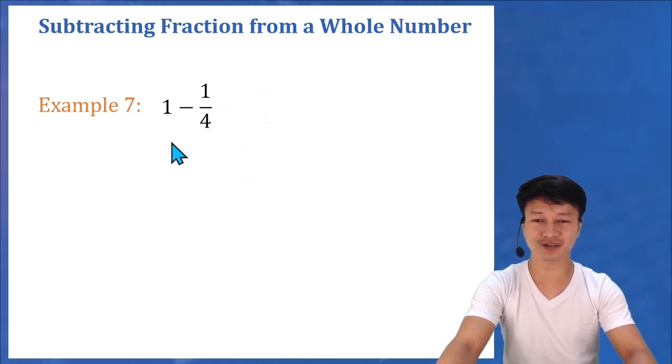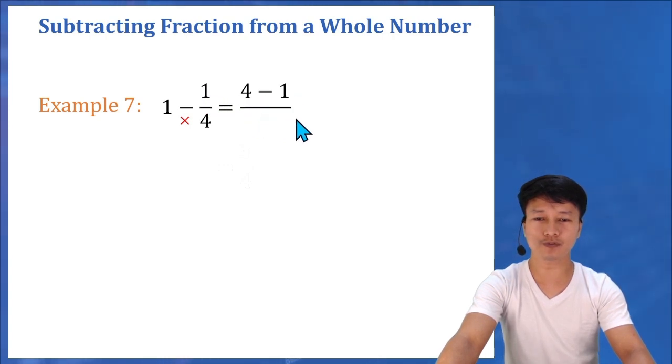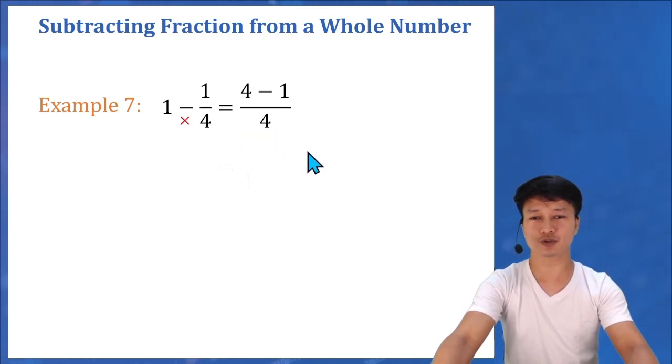And for the illustration of the process, let's do this. So we have this is equal to, what will happen? Just multiply the denominator of the fraction to the whole number. I mean, to the whole number na nababawasan natin ng fraction. So this is 4 times 1, that will give us 4, minus the numerator of the fraction, which is 1, over the denominator of the given fraction, that is 4.